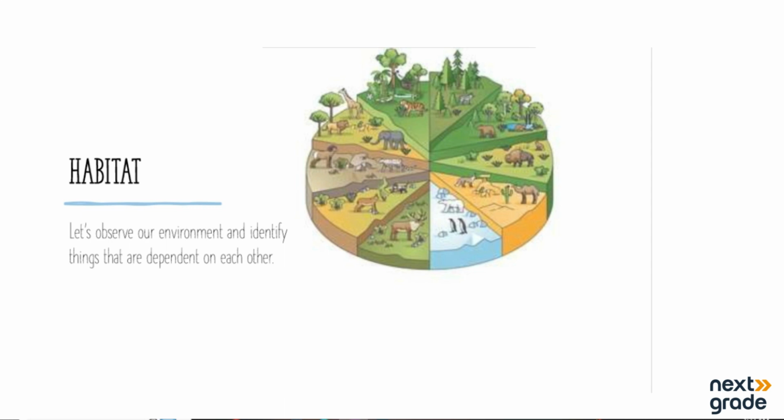Let's observe our environment and identify the things that are dependent on each other. If we look around, we see a variety of living and non-living things. For example, we see humans, we see plants, we see animals. They are all considered as living things. And the non-living things that we can see are, you can say, a chair, a fan, oxygen, and numerous other things that you can consider as non-living things. All the living and non-living things around us are called our environment.